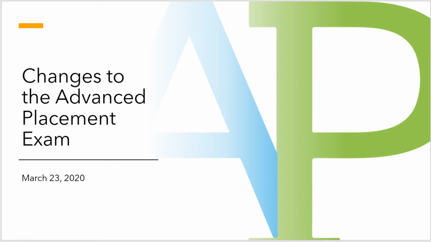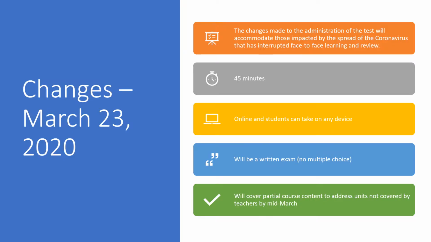I thought it might be helpful for you to see exactly what's coming your way that we know of right now in regards to changes to the AP exam. As of today, because it's still technically the 23rd as I'm doing this, the changes that have been made to the administration of the test have been made purely because of the coronavirus and how that's affecting places differently because of the concept of federalism and different governors' executive orders and how schools are proceeding.